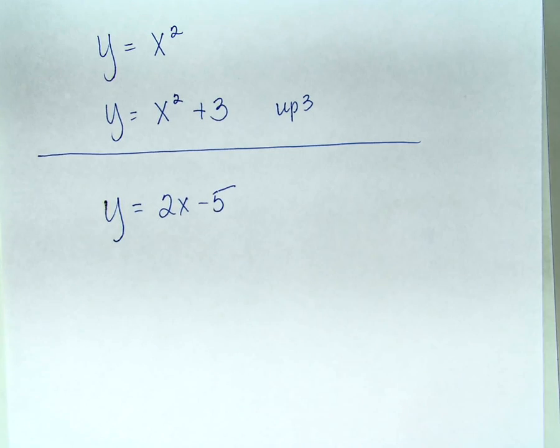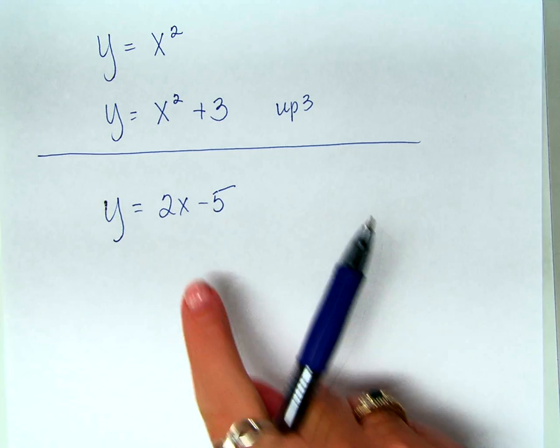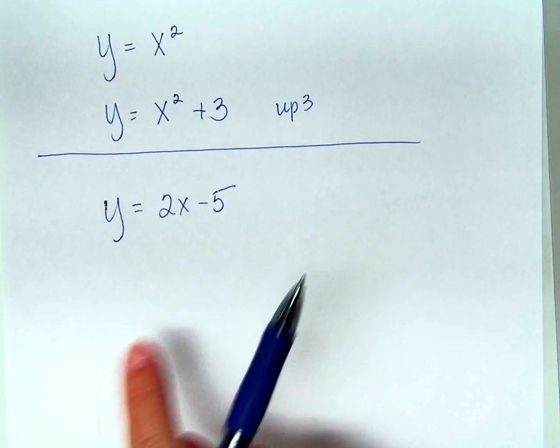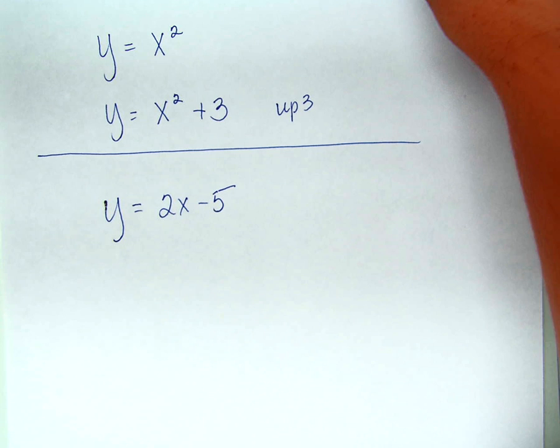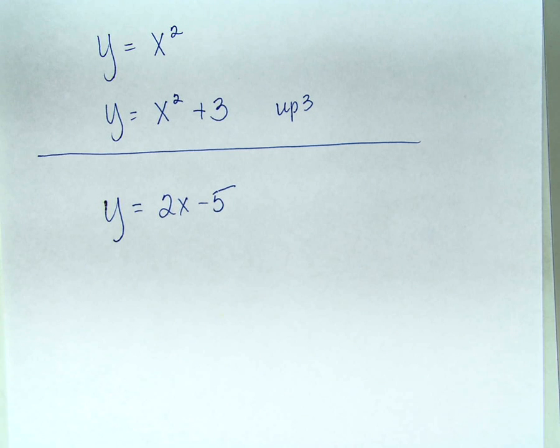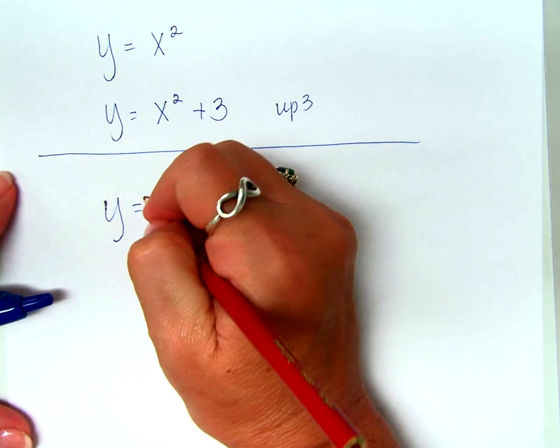Y equals 2x minus 5. How would I make this function? I want to make a new function, but I want the new function to reflect over the x-axis. How would I make that happen? Done.